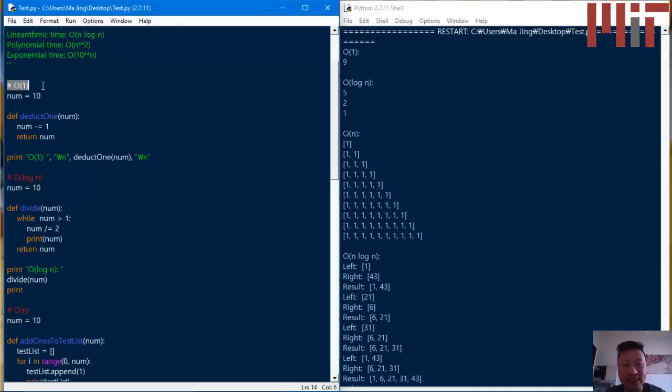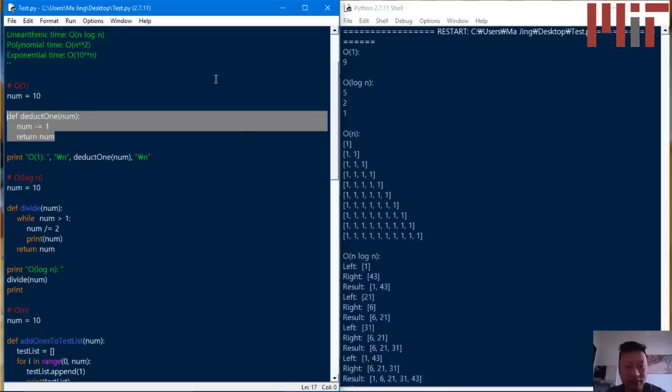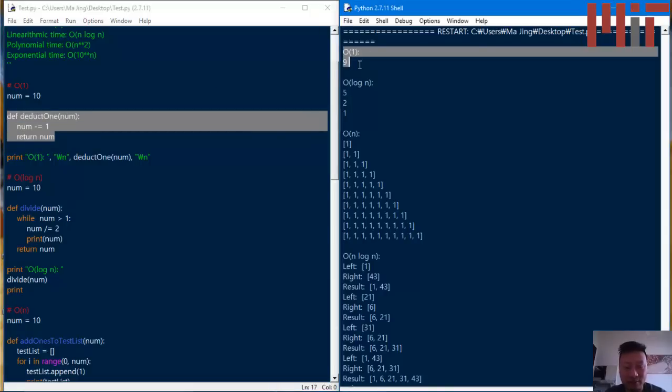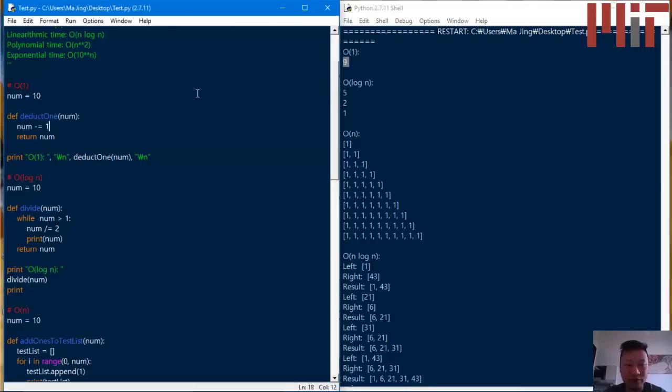So the first one, constant time or Big O of 1. Imagine you have a number 10, which is the input, and you have a function called deduct 1, into which the input goes, and basically you reduce that number by 1 and then return it. If you would print this function, you would get the output 9. So in this function there's only one step: you deduct 1 from the input.